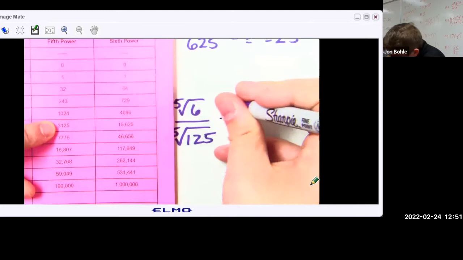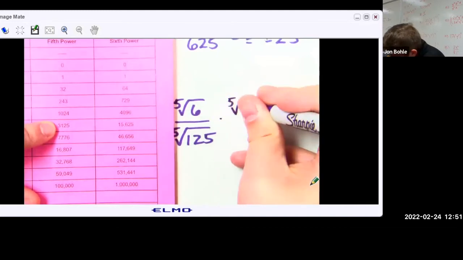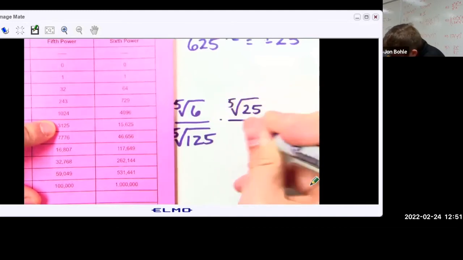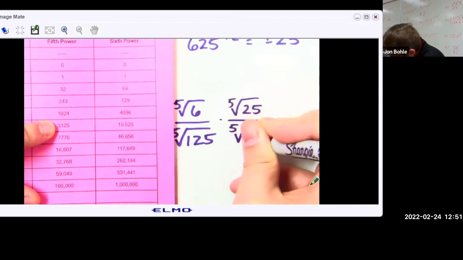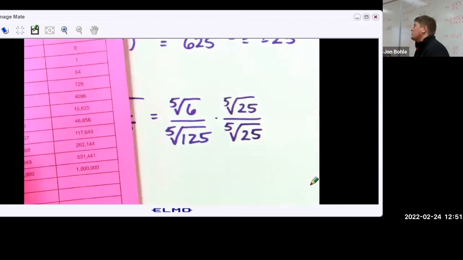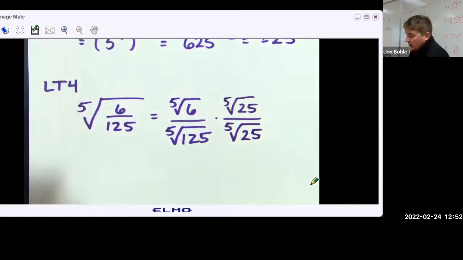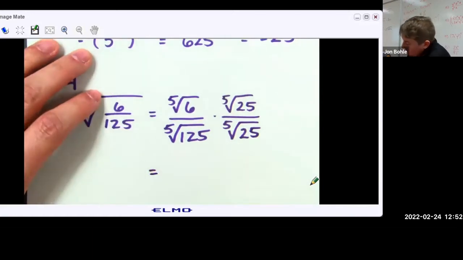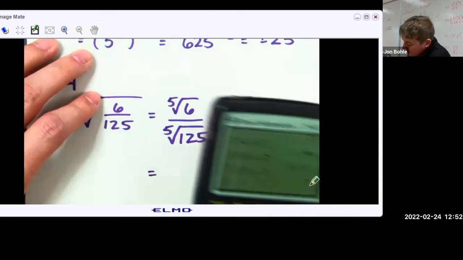That's exactly what you were saying. Does anybody have any questions about how I knew the 5th root of 25 over the 5th root of 25? All right. Hopefully, if you're too shy to ask, you'll see some reasons why.